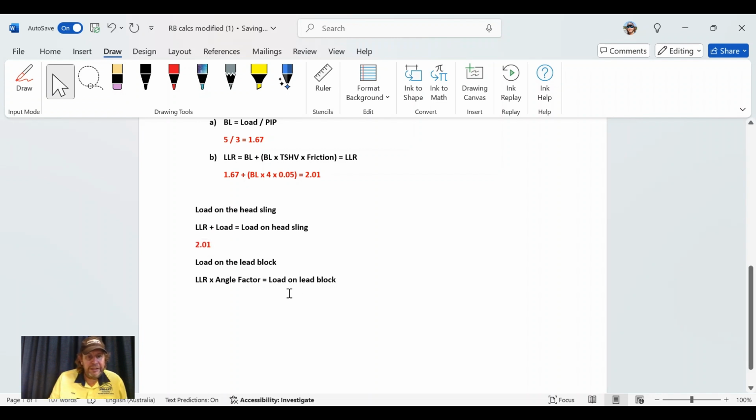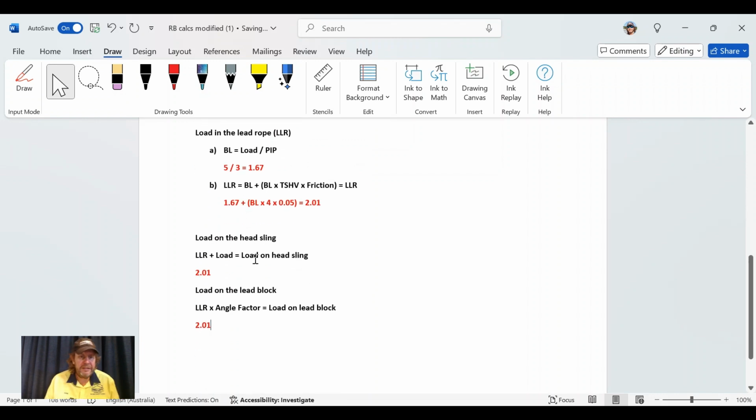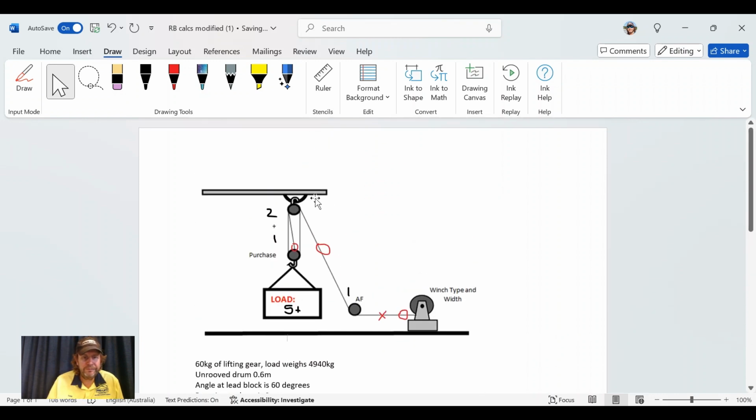And we put it down here too, because it factors into all our other equations. The load on the head sling. So the head sling's here. That's the head sling. So we've got this load here pulling down on it. And then we've got this load here pulling up on it. So there's a hell of a lot of stress on that.